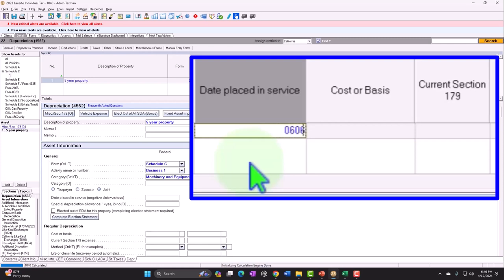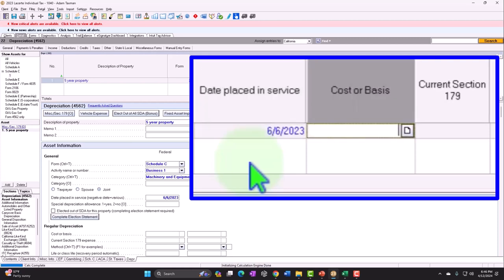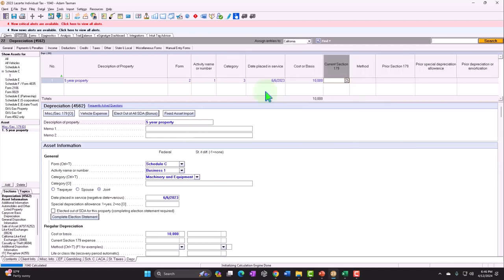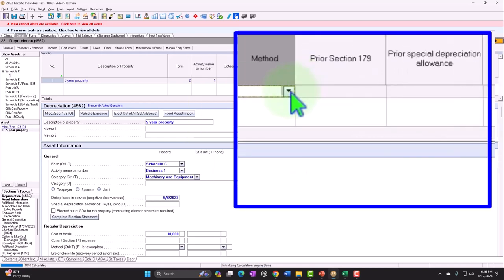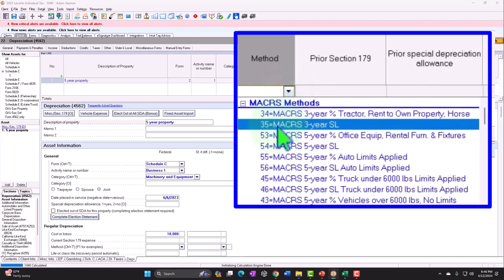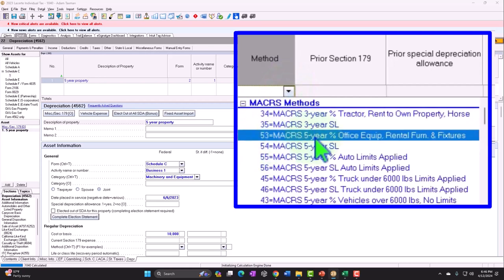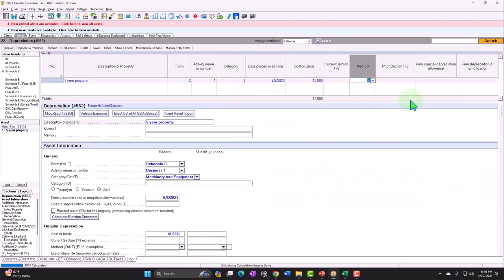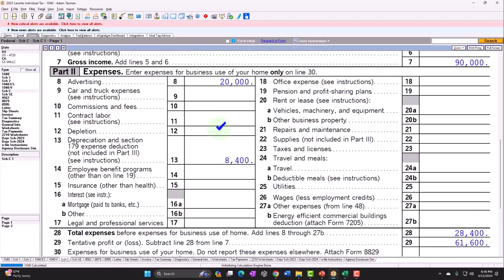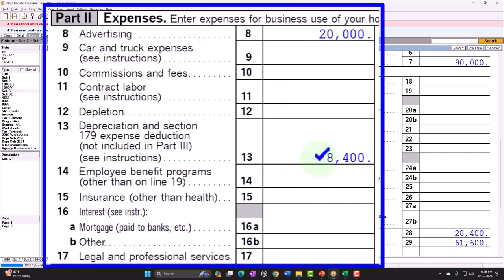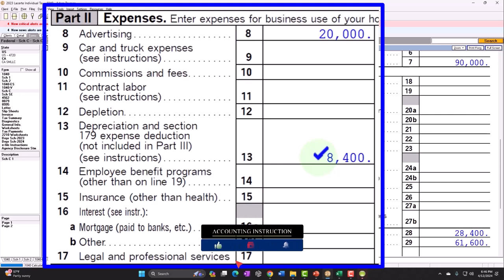So I'm going to say 06/06/23, and let's say we bought it for $10,000. And I'm not going to put anything in for the 179. The method we're going to say is 5 years MACRS for office equipment, rental, and so on. And let's just see how that populates. We're going to go to the forms, and you can see in here, we've got the depreciation now populating at 8,400, even though I put it on the books at 10,000.